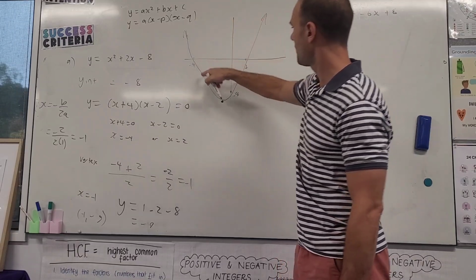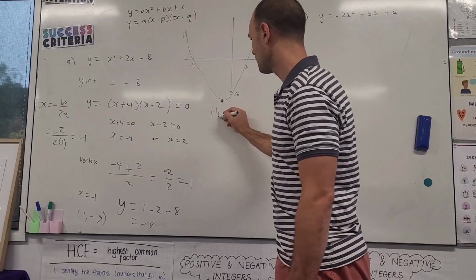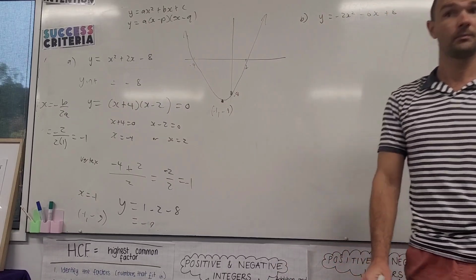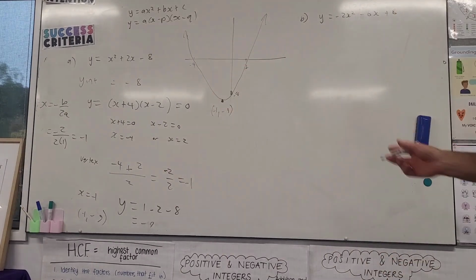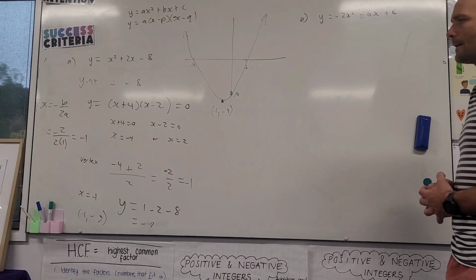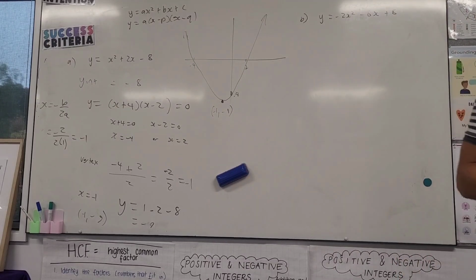Okay, it goes through minus 4 and 2. That's the lowest point at x is minus 1, y is minus 9, and the y-intercept of minus 8. So we're just combining all of those skills together. All right, we'll do this second one as well. Any questions about the first one?